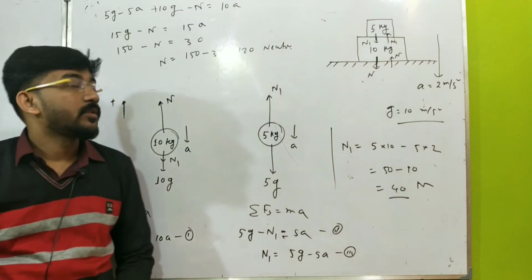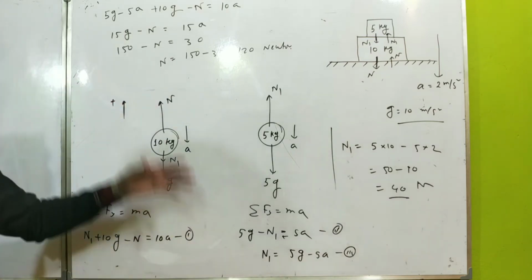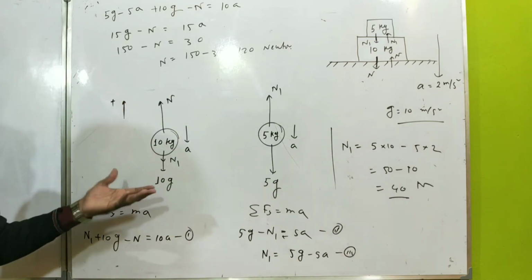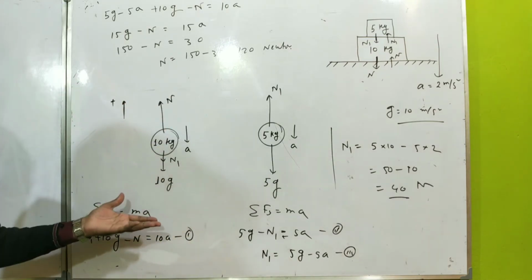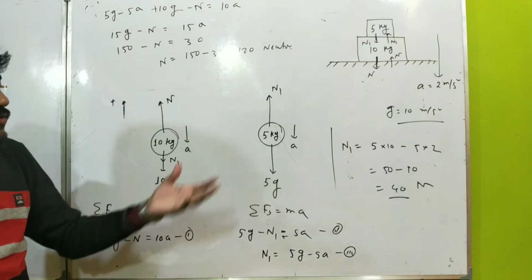So this is how we can solve the problems. Let me check the answer. Nice, 120 Newton, another is 40 Newton. So this is how we can solve the problems. You will understand, and after doing a few more problems you will get how to solve them. The steps are always the same.